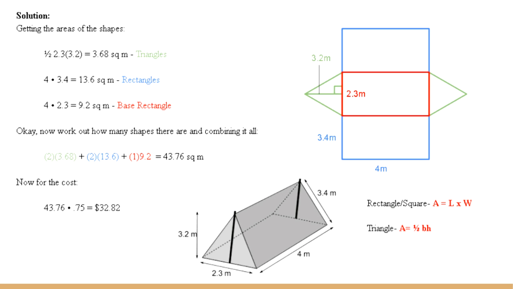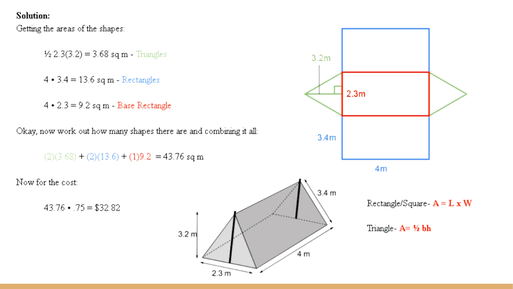equals 3.68 square meters. And with the blue rectangles, one side's 4, the other side's 3.4. Multiply those, you get 13.6 square meters. There are two of those, but I'll show you what I'm going to do after this. With the base rectangle, there's a length of 4 by 2.3. Multiply those, you get 9.2 square meters.